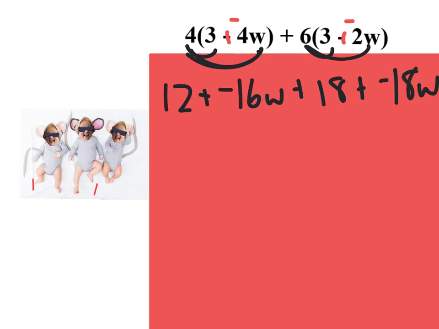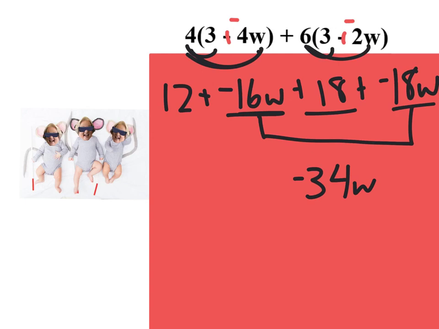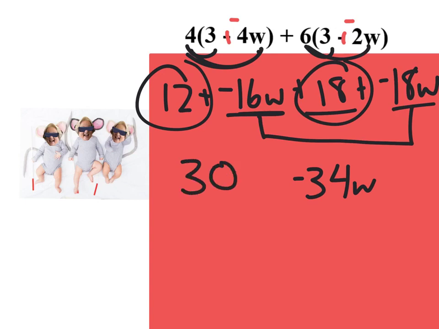Now combine like terms. You see why some people might think these are like terms because the 18s match? That's not what we're looking for. We're looking for the variable parts matching. So this -16w and that -18w, they match. Not because they're negative, but because the variable matches and it's the same power. So I can add and use that same sign since they're both negative. And this matches this one. They have the same sign, so we add and use that same sign.